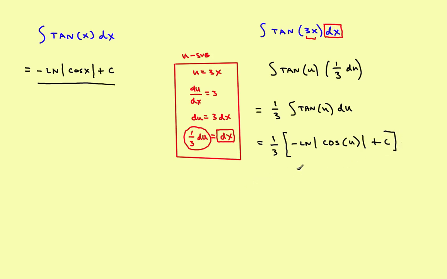And you're almost finished. The last step would be to replace u with what it's equal to, which is 3x. So in this problem, in the final answer, we'll bring the negative out in front. So negative 1/3 the natural log of the absolute value of the cosine. And again, in place of u, put what u is equal to, which would be 3x. Then tack on a plus c to account for the constant, and you've got it. So that's what the solution to this problem would look like.